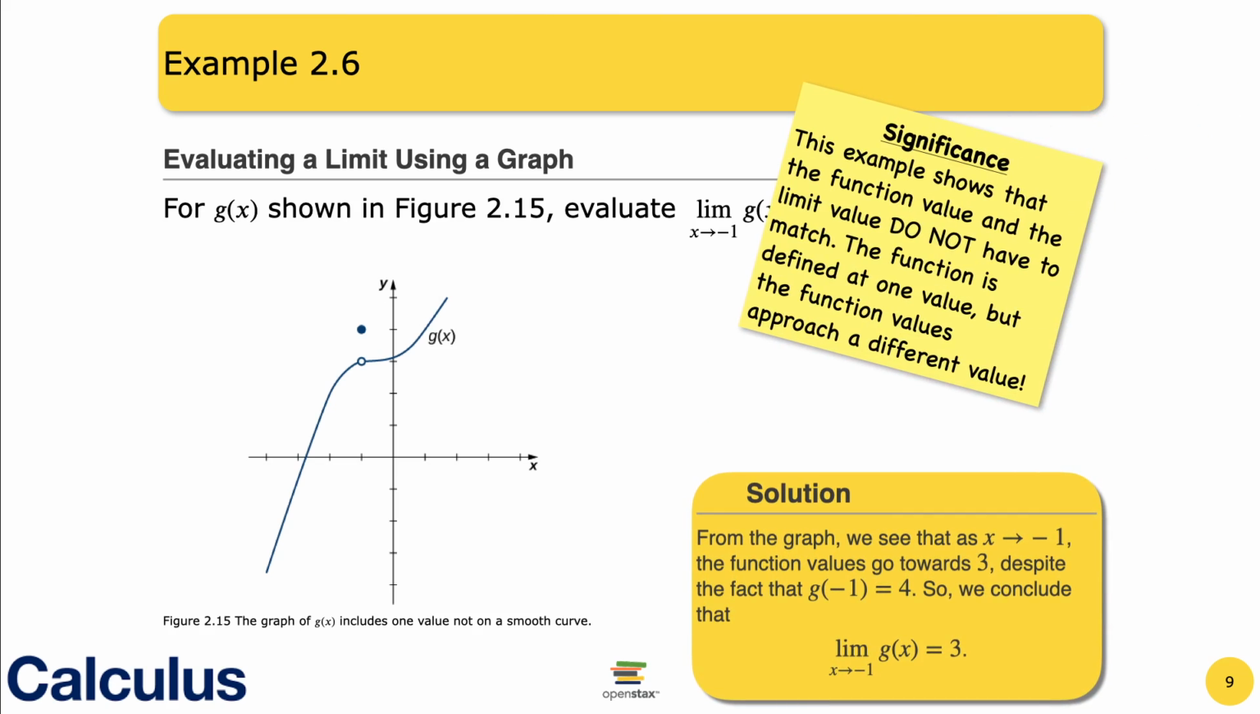So what's the significance of this? This example shows that the function value and the limit value do not have to match. The function is defined at one value, but the function values approach a different value.